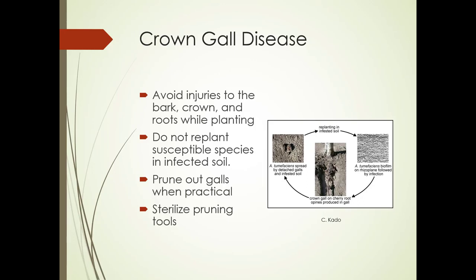So it's important to avoid injuries to the bark, crown, and roots while planting. You don't want to replant susceptible species in infected soil. If you can prune out the gall, you can try, but you want to make sure your cuts are well below the damage. And then, of course, sterilize your pruning tools between cuts.